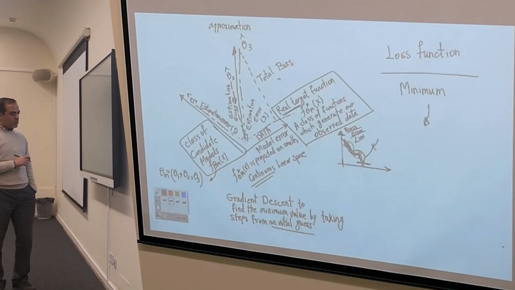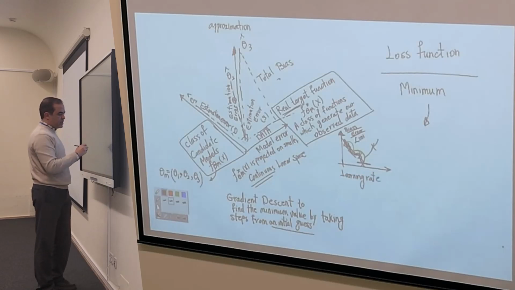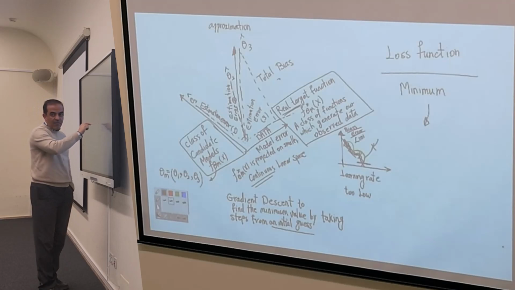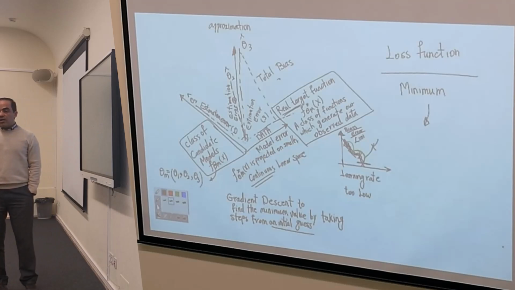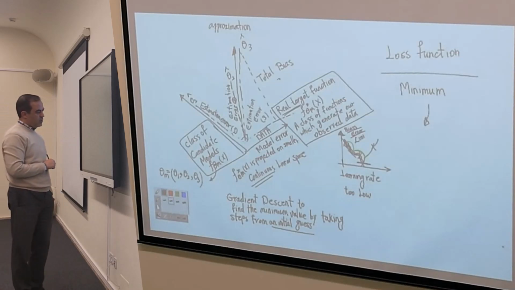Okay. So the learning rate is very important here to be considered. The learning rate might be too low. So we will have very small steps, the baby steps here, and it might take a lot of iterations to reach the minimum of this loss function. Okay.